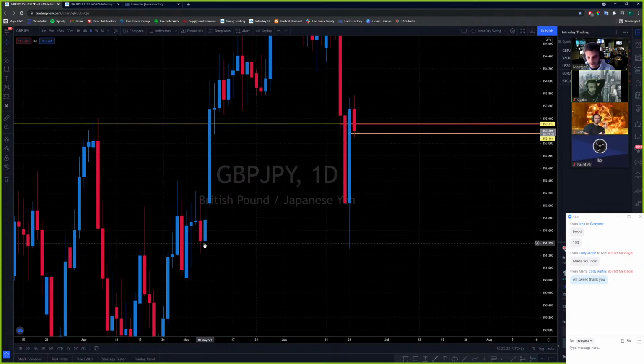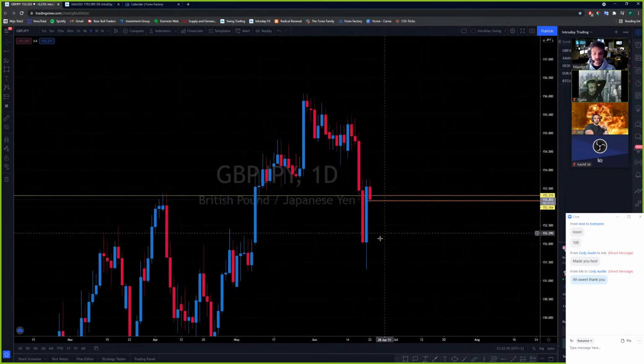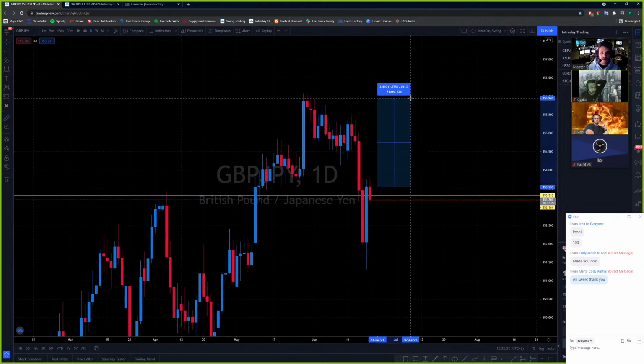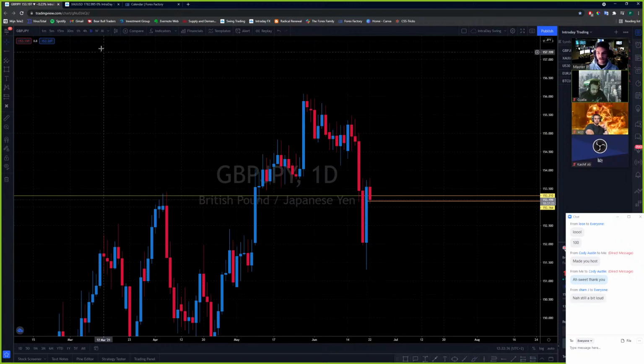Alright, perfect. So pound yen came down to this support and rejected to create a fresh support. Now the question is, was this fresh support created to retest the highs, or is this just a booby trap candle, a little pullback to continue on down?